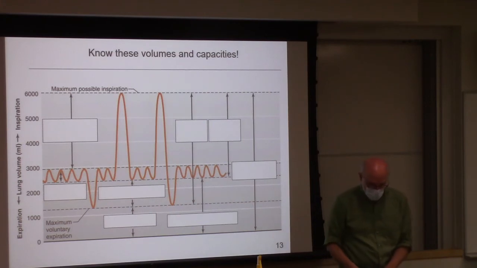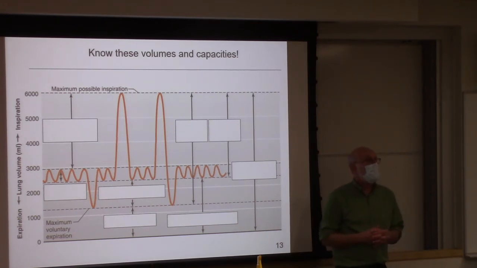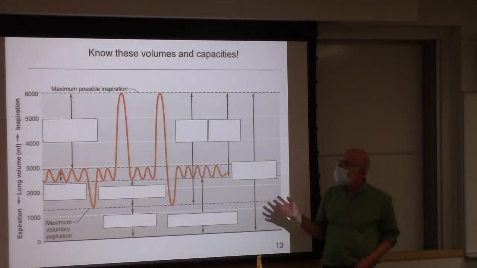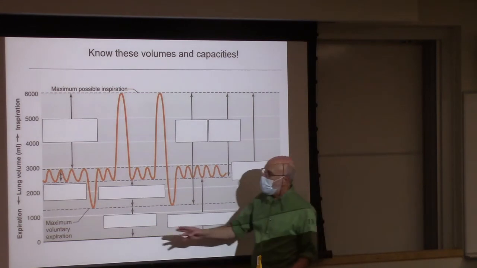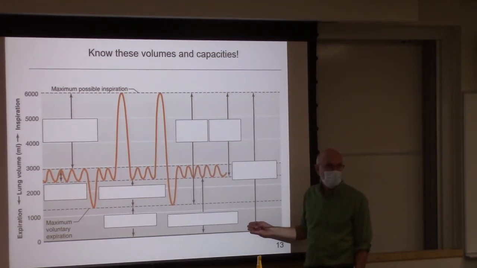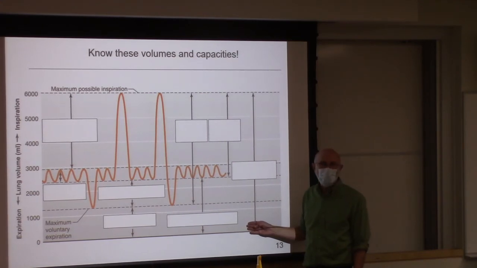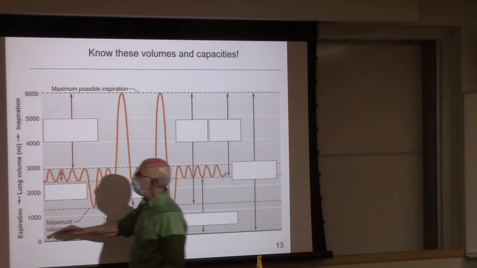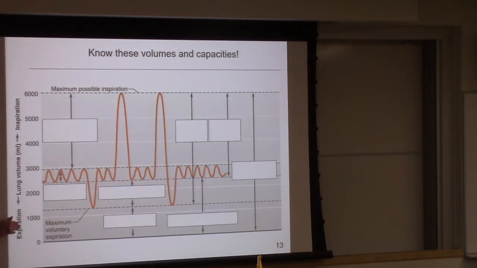So let's go to this slide, which is an important one in that it's both anatomy and physiology. What are we looking at? The x-axis is time. Mark this on your slide. The book doesn't show it, nobody ever shows it, but this is time on the x-axis. And this is lung volume.